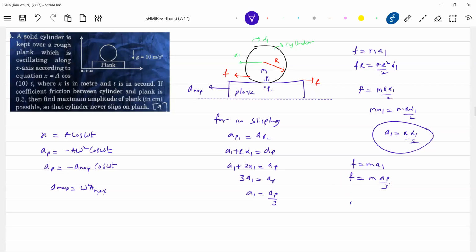Equal to limiting friction, which is mu mg. What is the maximum permitted value of AP? Omega square A max. This will be justified. The maximum permitted value of acceleration of point on the plank equal to A max, and that is given by this one. So if I write one more step, mu g equal to omega square A max by 3. So A max equal to 3 mu g by omega square.